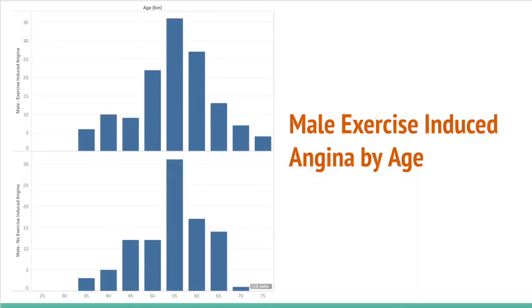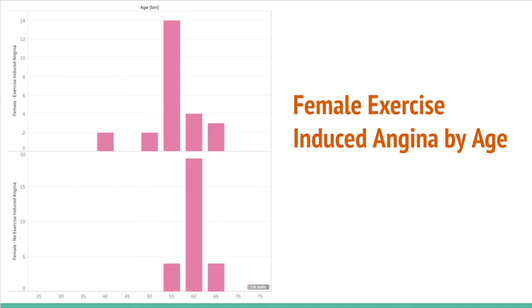So here we see the exercise-induced angina, sorted by age, and this is only showing male participants. As we can see, there is a decent amount of data being shown for the males. However, when we go to the females, there is not much data that is being presented for exercise-induced angina.